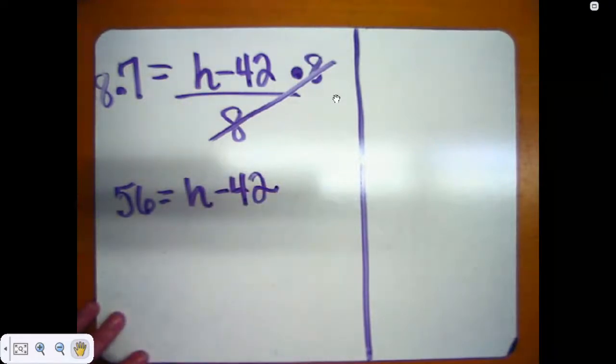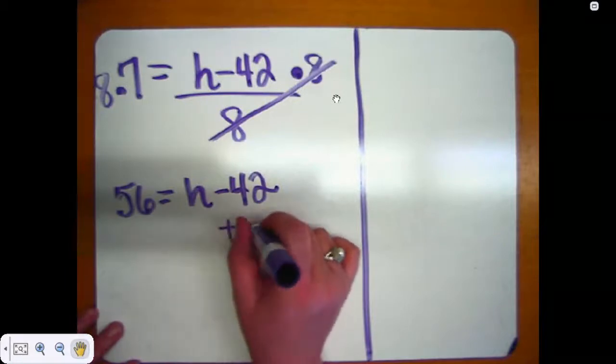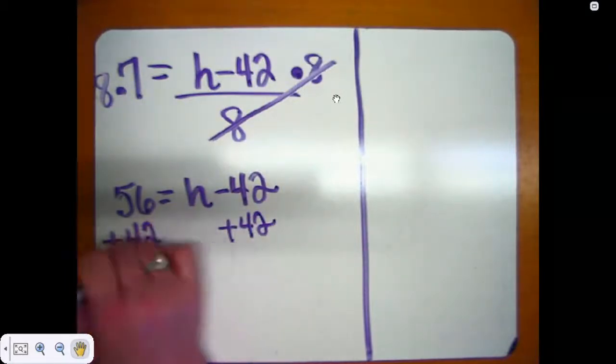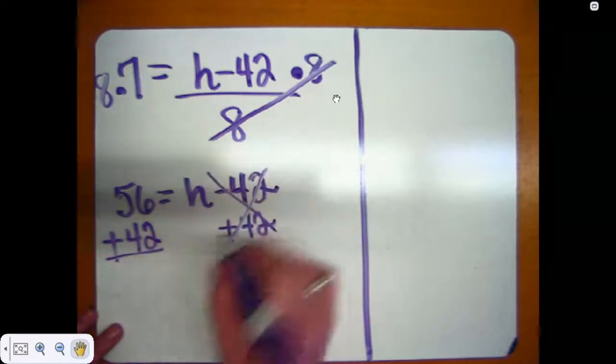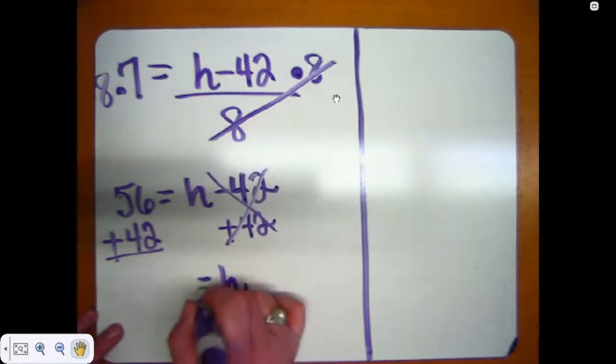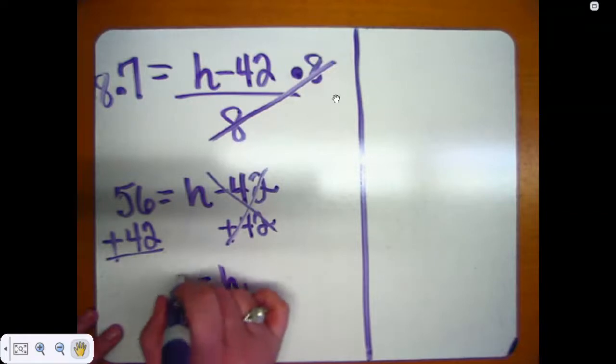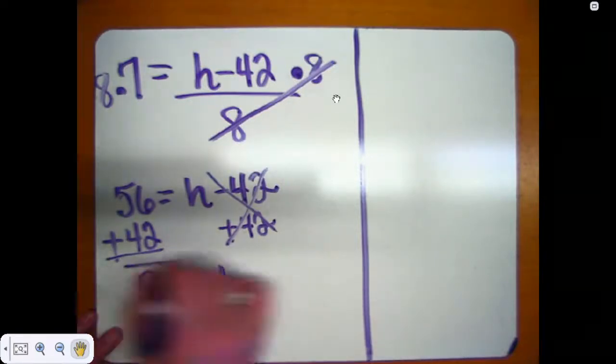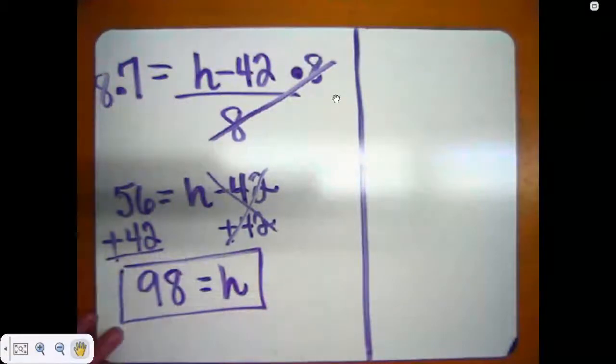Now that looks pretty familiar. I just need to get rid of that 42, so I'm going to add 42 to both sides. This one goes away. I'm left with only H on that side, and over here I'm left with 98. So H is equal to 98.